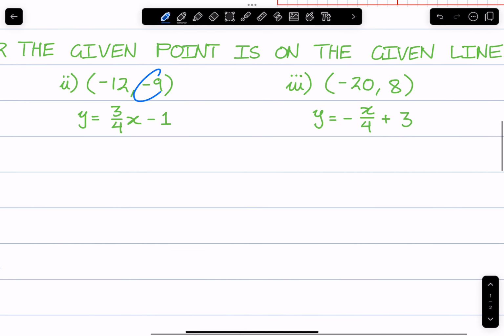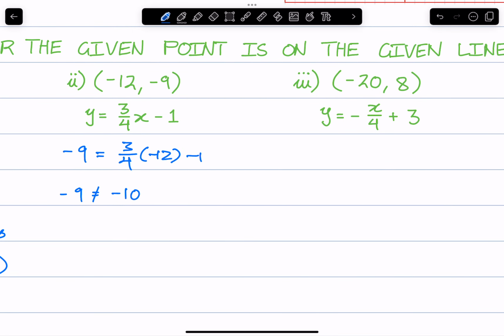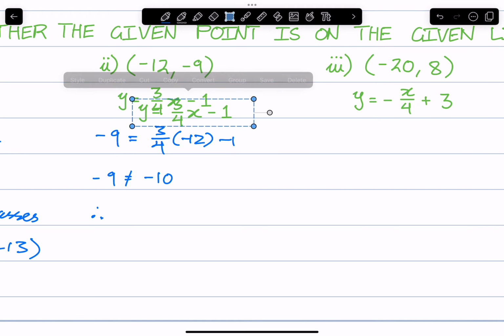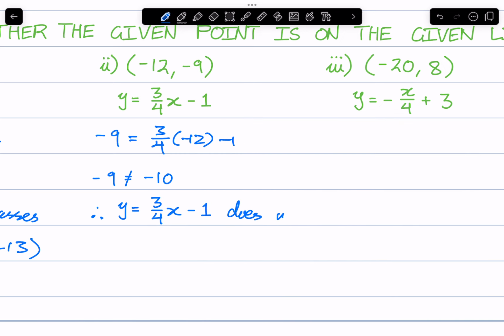All right, so let's move on. Same idea, substituting negative 9 into y. 3/4 times negative 12 minus 1. Left hand side stays the same. 3/4 times negative 12 minus 1. I get negative 10. This is not true, so negative 9 does not equal negative 10. So you could say, therefore, this line does not pass negative 12, negative 9.